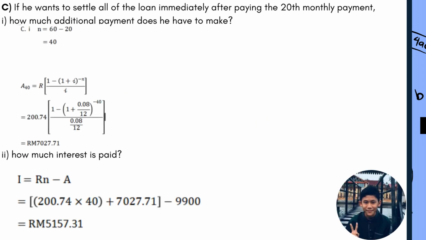Question C. If he wants to settle all the loan immediately after paying the 20th monthly payment, first, how much additional payment does he have to make? n is 40, R is 274, i is 0.08 over 12. The final answer is RM7,027.71. Second, how much interest is paid? The answer is RM5,157.31.